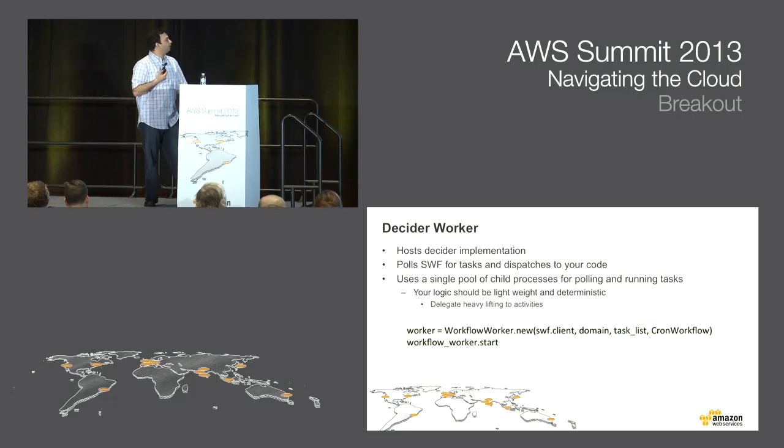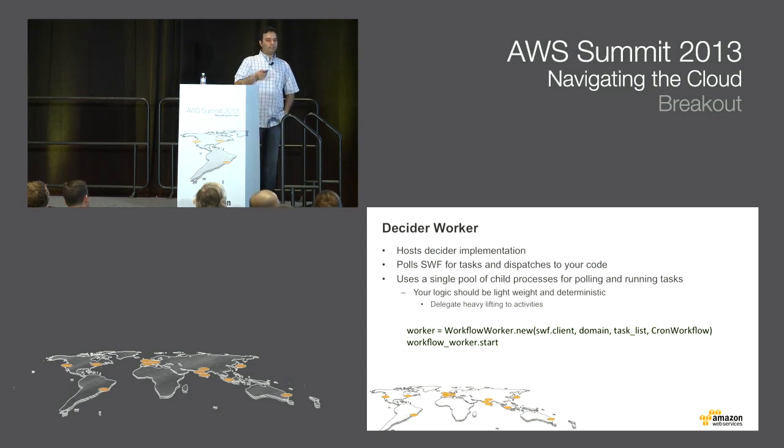Same thing for the decider worker. The only difference here is that your decider worker utilizes a single pool of processes, uses the same process to poll and process the task. And we do that because your decider is supposed to be pretty lightweight. It's outsourcing all the heavy lifting to the activities.